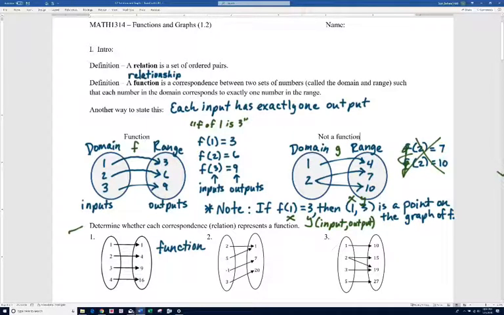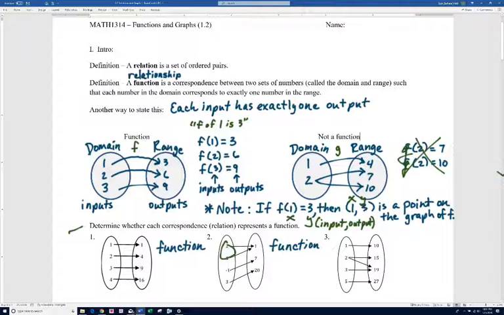The first one is a function because each of our inputs does have exactly one output. 1 corresponds to 1, 2 corresponds to 4, exactly one output, and that's true for the other two cases as well. So be careful on number 2, that also is a function. Now 2 and 5 both correspond to 1, the same output, but that's okay. 2 corresponds to exactly one output, 1, and 5 corresponds to exactly one output, 1. It's okay that they both correspond to the same output.